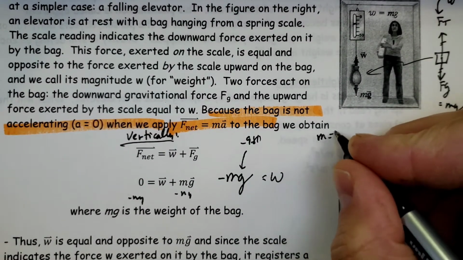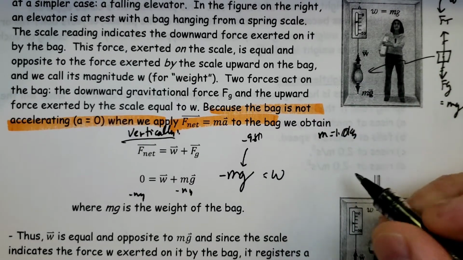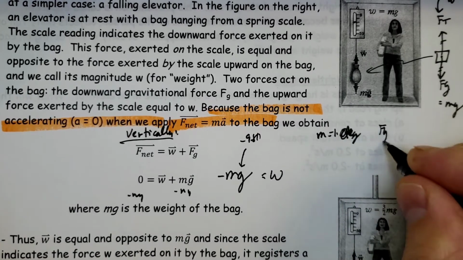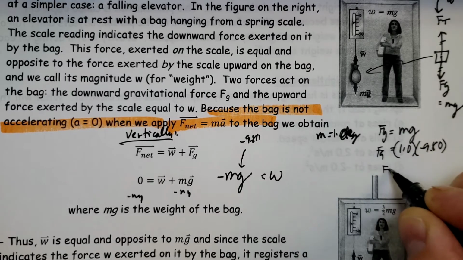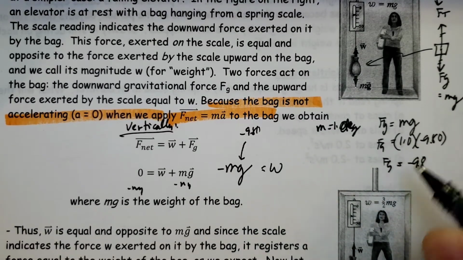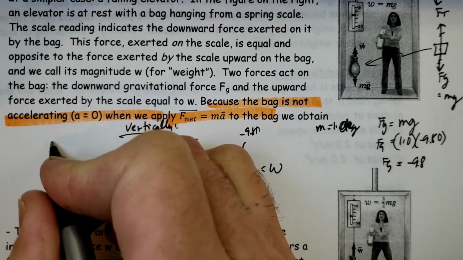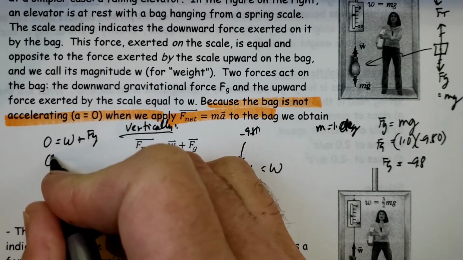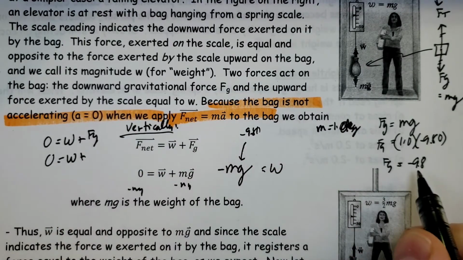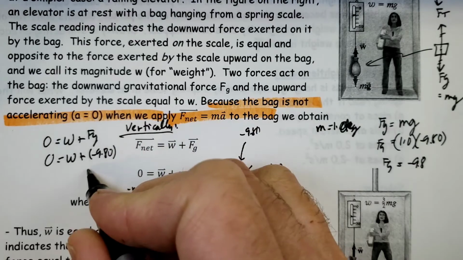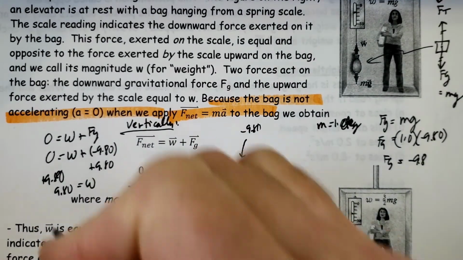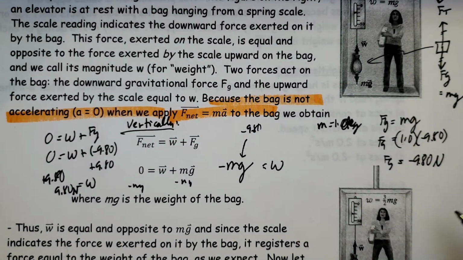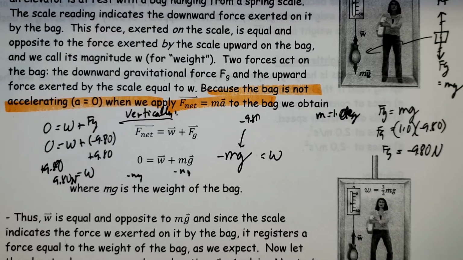So for example, if I had a 1 kg mass, of course, Fg is equal to mass times gravity, so 1 kg multiplied by negative 9.8 would give me negative 9.8. So if I just redo this over here, 0 is equal to W plus Fg, 0 is equal to W plus negative 9.8, because it's a 1 kg mass. Then to solve for W, it's simply equal to 9.8 to the positive. So 9.8 newtons versus negative 9.8 newtons. And we can see that the scale reading is really telling us what Fg is, even though it's equal and opposite.